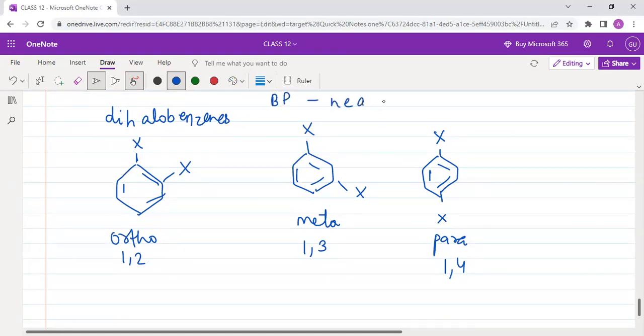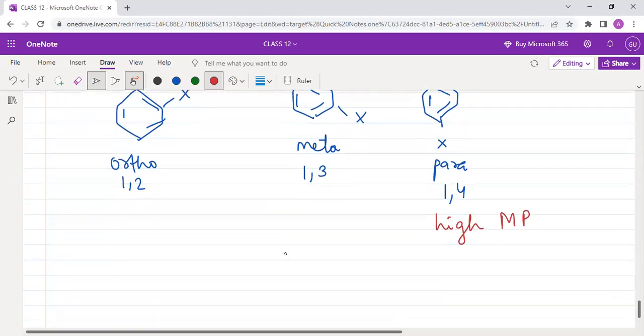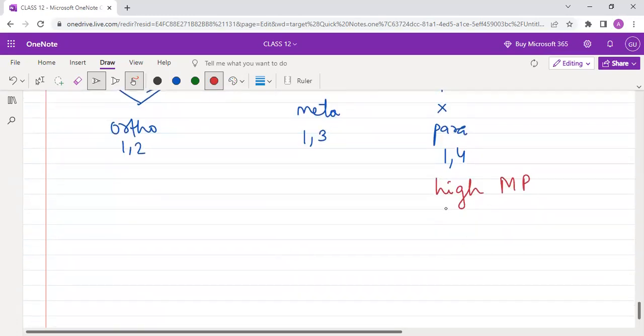Okay. So the boiling points of all these isomeric dihalobenzenes are nearly the same. But now we have to talk about melting point. The melting point of the para form is the highest. So you have to remember it has a high melting point as compared to ortho and meta forms, and the reason is the symmetrical structure.